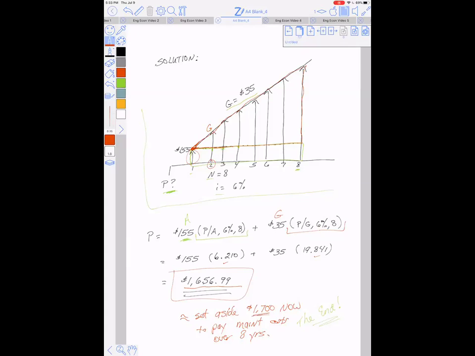You should have set aside $1,700 now. You'll make deposits and withdrawals so that you should end up with approximately a 0 balance or a small positive balance at the end of the 8 years in that particular account.